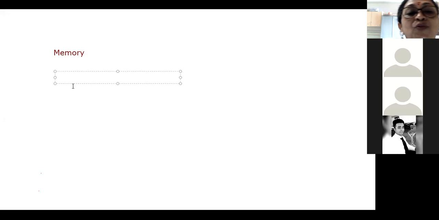There are two types of memories. RAM and ROM. ROM is also called as what? ROM is also called as program memory. It is called as program memory.